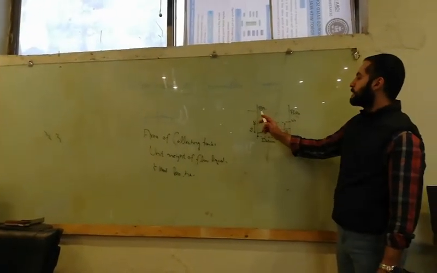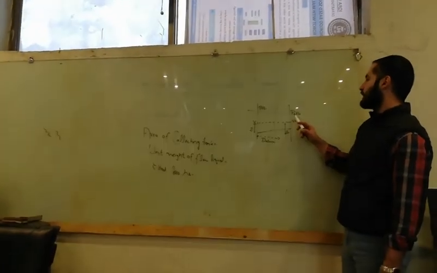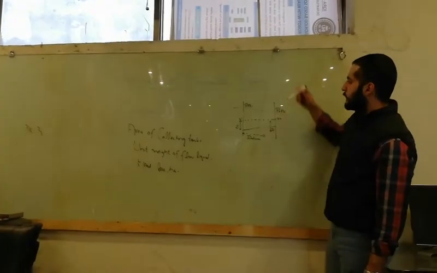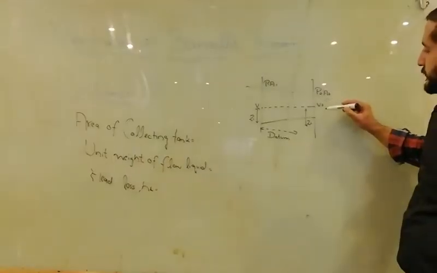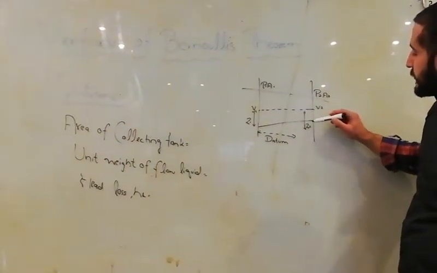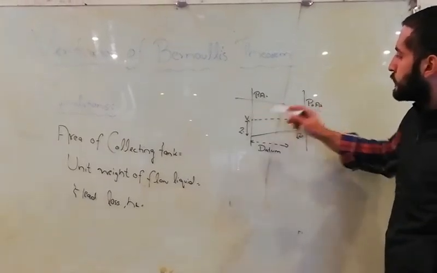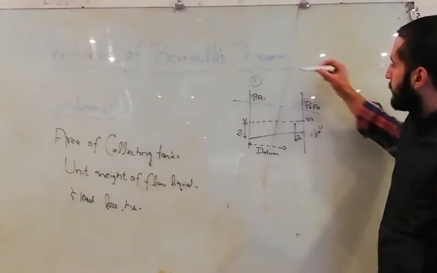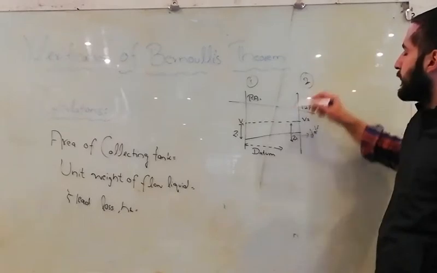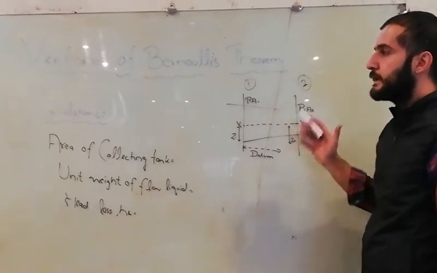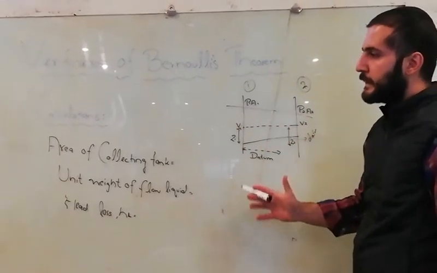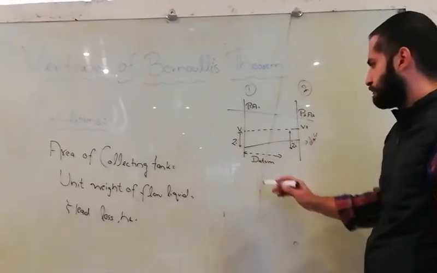Actually, this is the pressure and area, this is the pressure P2 and area A2. It shows different elevations, this is the datum, and these are the velocities. So here we have two sections with different elevations, different pressures and energy. But in the end, energy will remain constant.